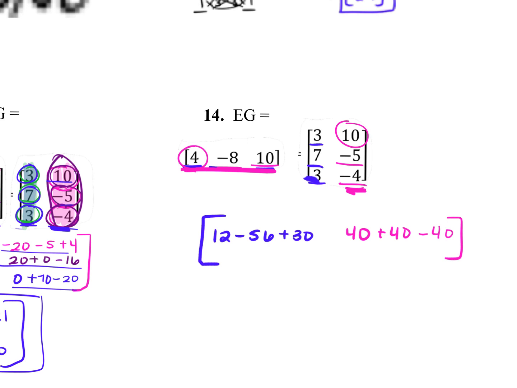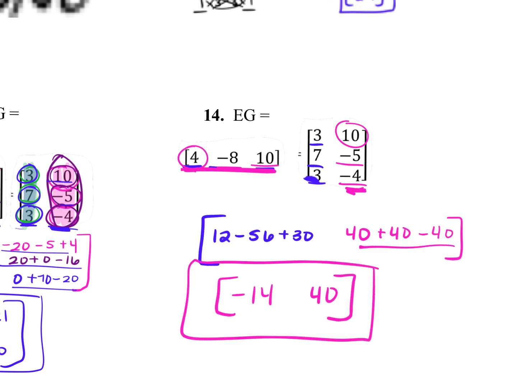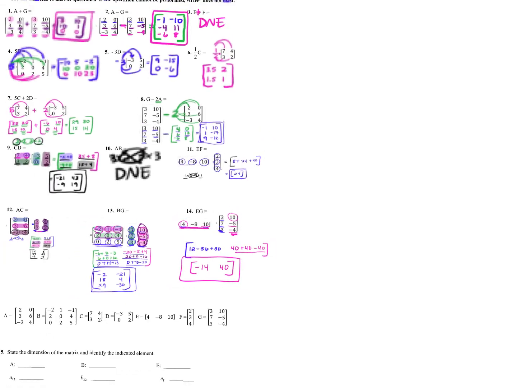So you're going to go 12 minus 56 plus 30. Did I do that wrong? 12 minus 56 plus 30, yeah, is a negative 14. And then this one, 40 plus 40 is 80, minus 40 is 40. So this will be your final answer. Okay.